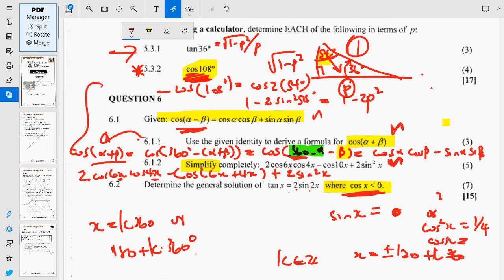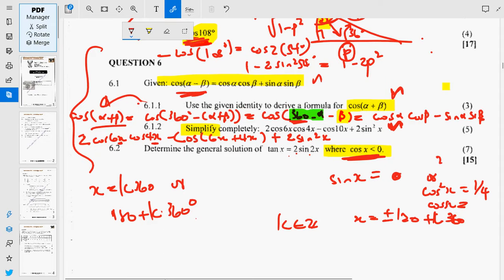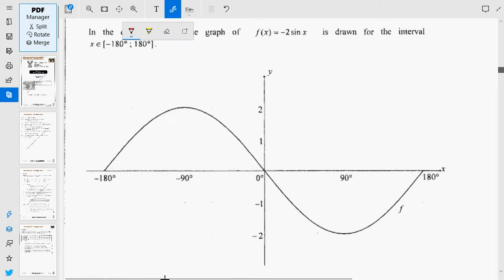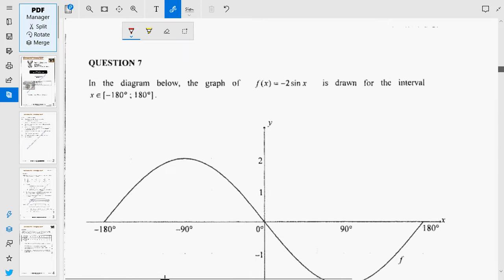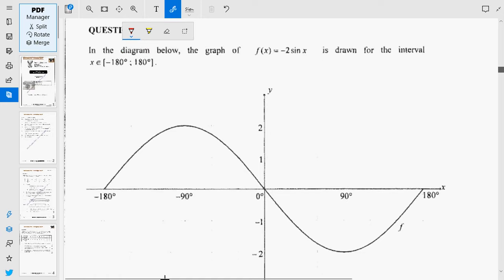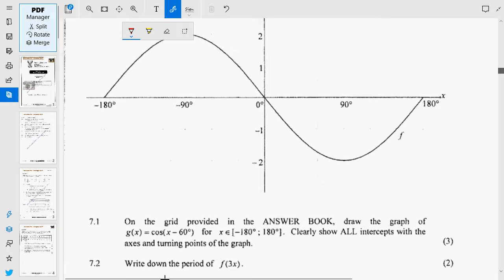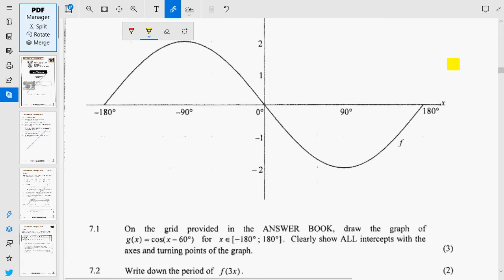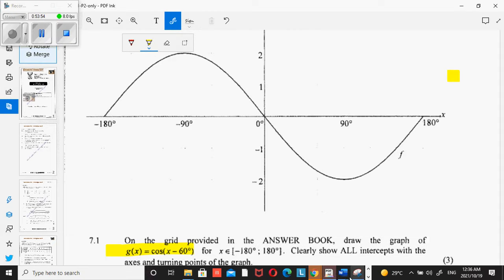So this question here was a little bit tricky. Okay, so let's move on to our next question. And this question is testing graphs. You are given the graph of minus 2 sine x drawn in this interval, and they ask you to draw in the same set of axes the graph of cos of x minus 60. Well, this is just the graph of cos x shifted 60 units to the right. So that should be straightforward.